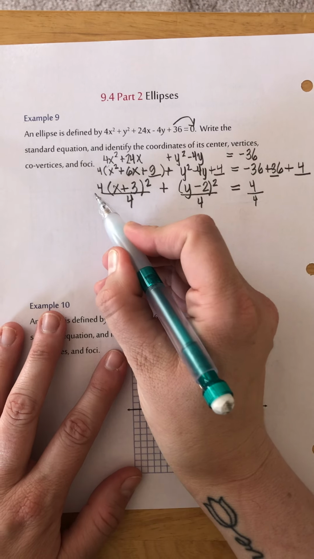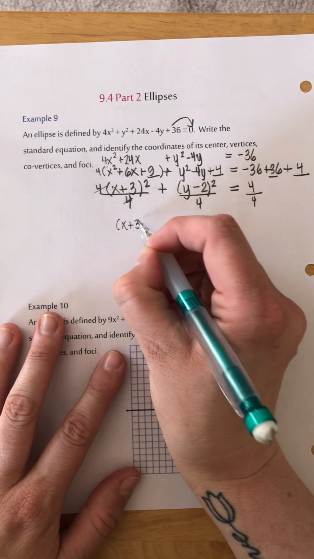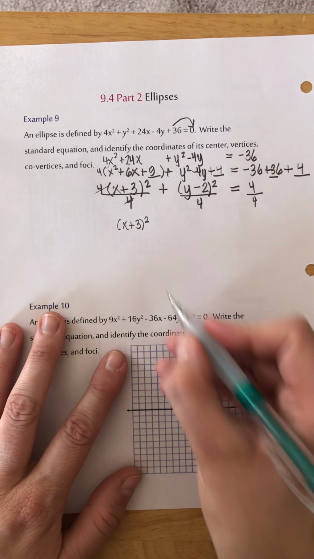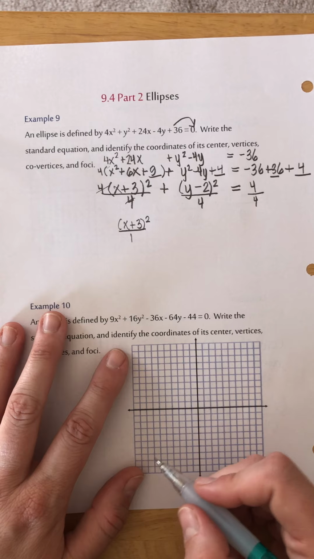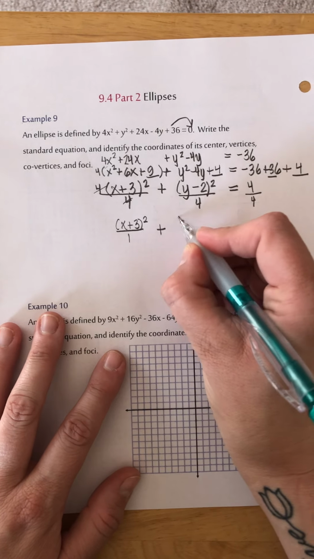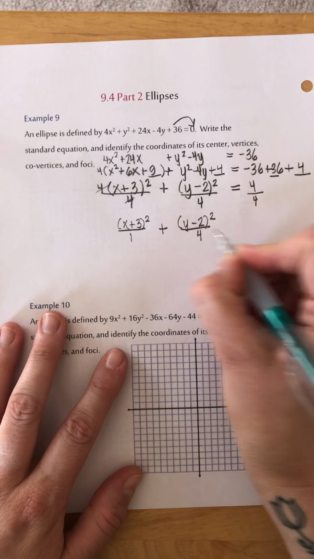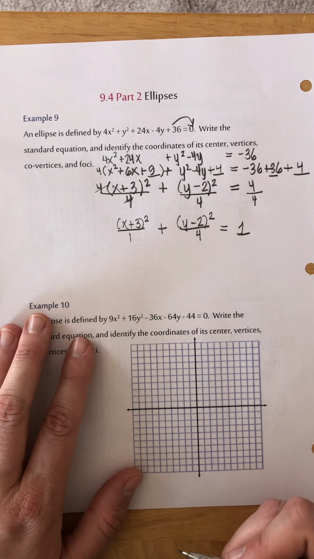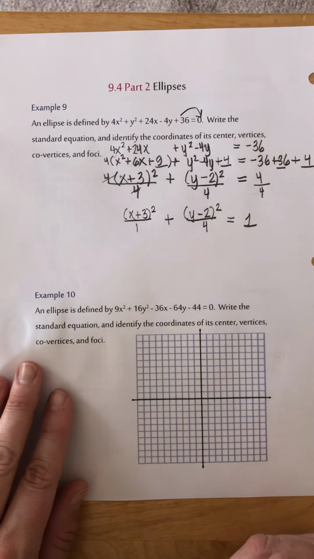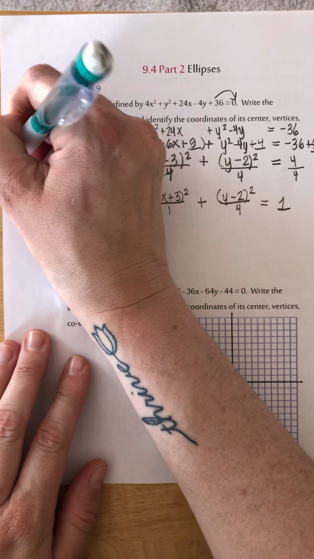Well, what happens to the first one? Well, the 4's cancel. So I have x plus 3 squared. Now you can leave it like this if you want. You can put it over a 1. It doesn't matter. They both are the same. Plus y minus 2 squared over 4 equals 1. There's our equation written in standard form. So let's identify the things that we need to know. We need to start by finding the center.